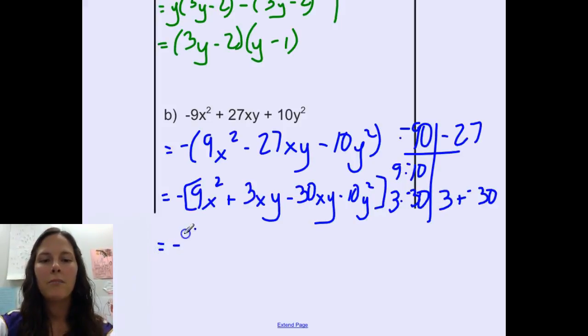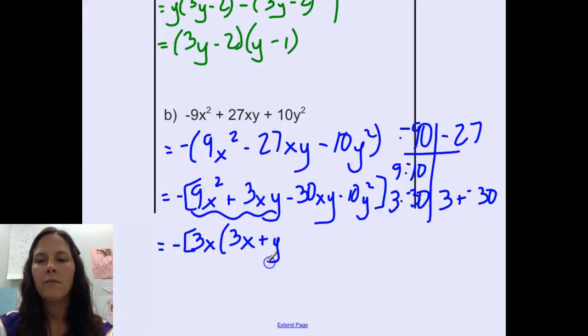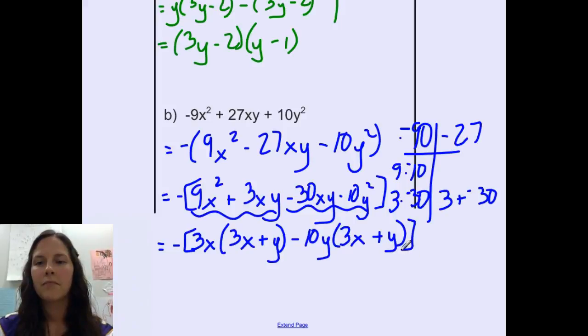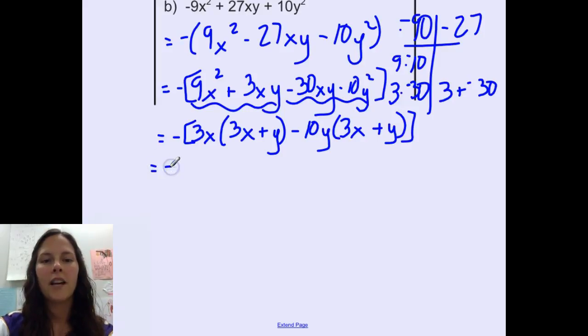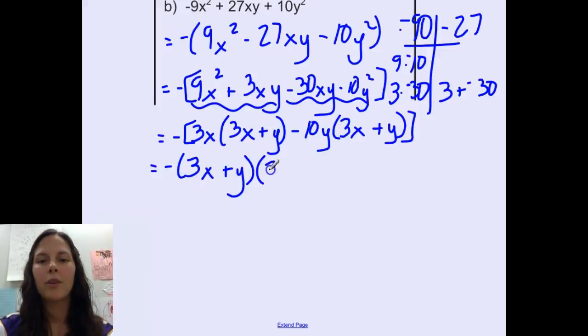Factoring by grouping, my first two terms have a common factor of 3x, leaving me with 3x plus y. My second two terms have a common factor of -10y, leaving me with 3x plus y. Finally, factoring out that common factor of 3x plus y, I am left with 3x minus 10y.